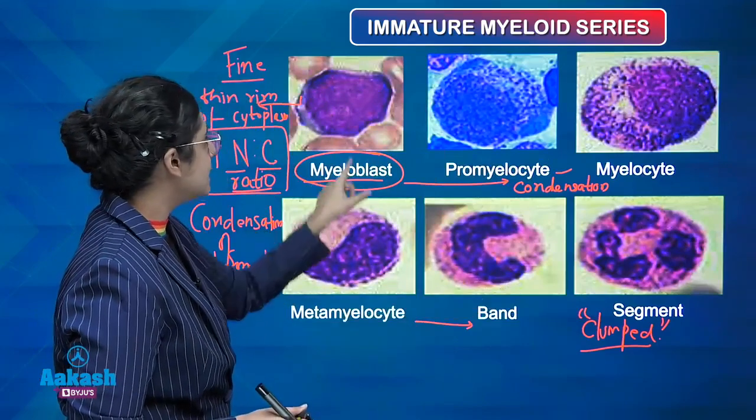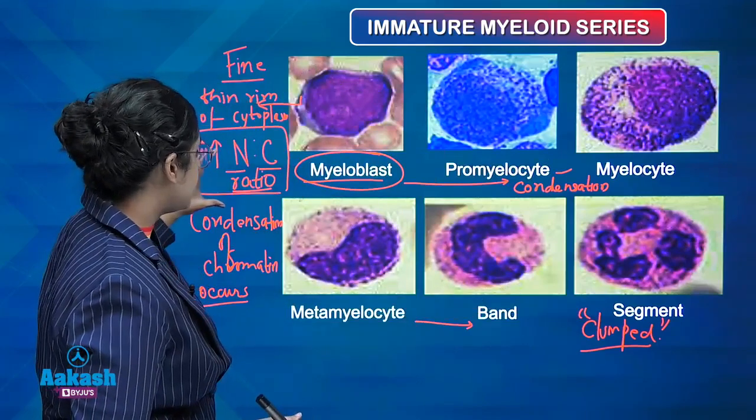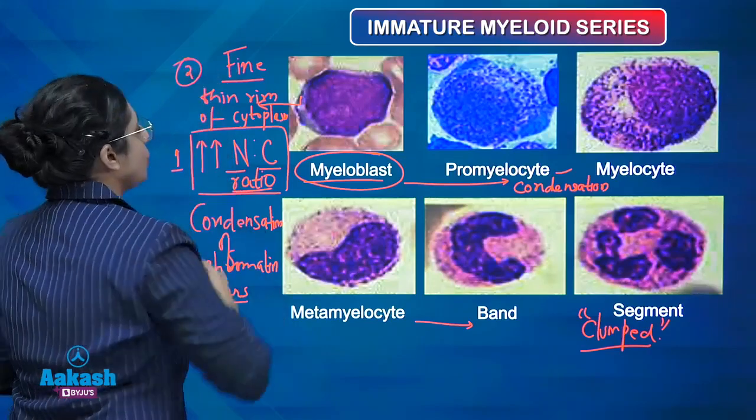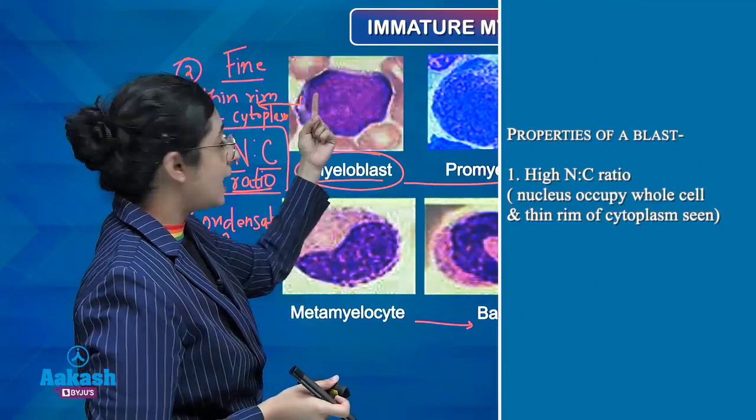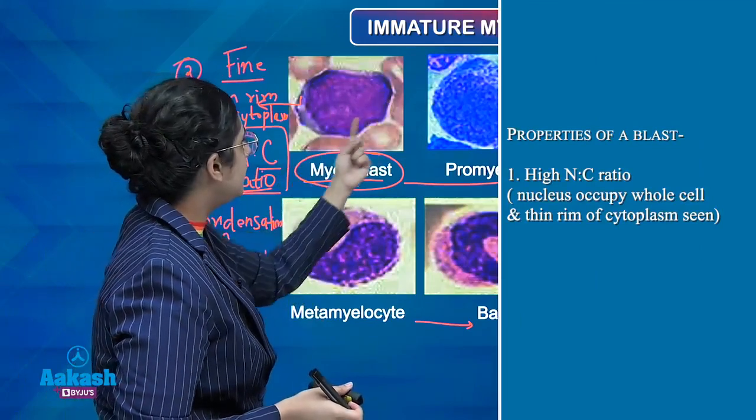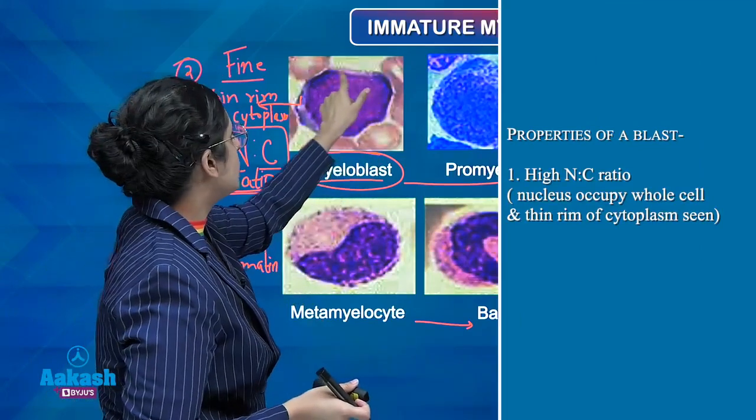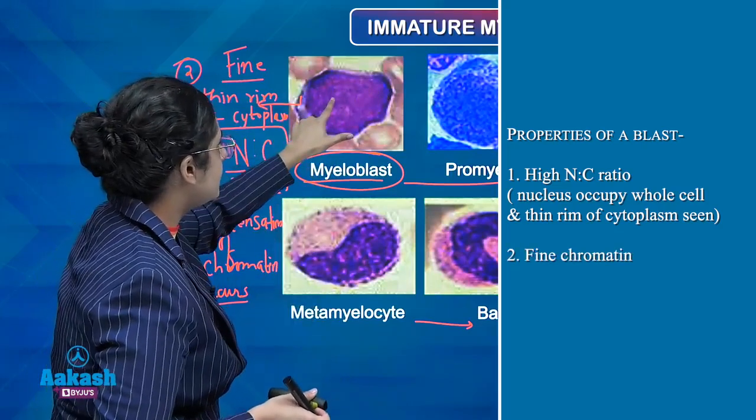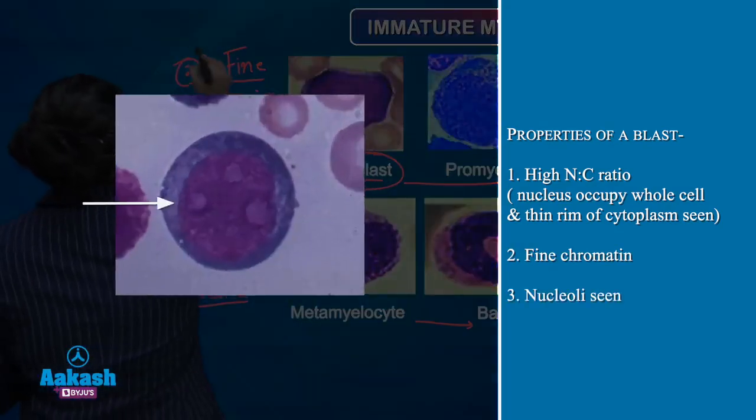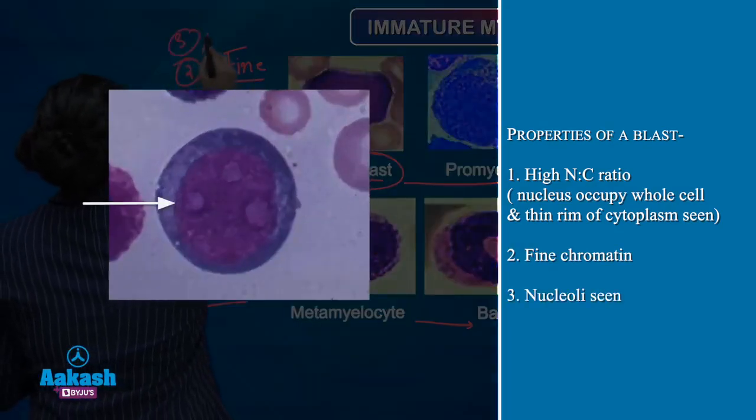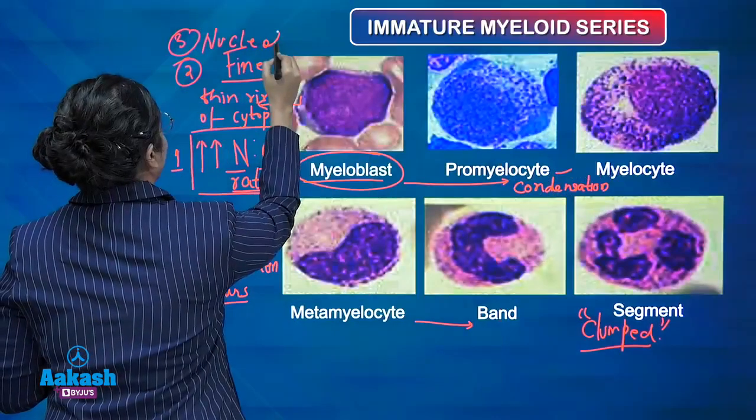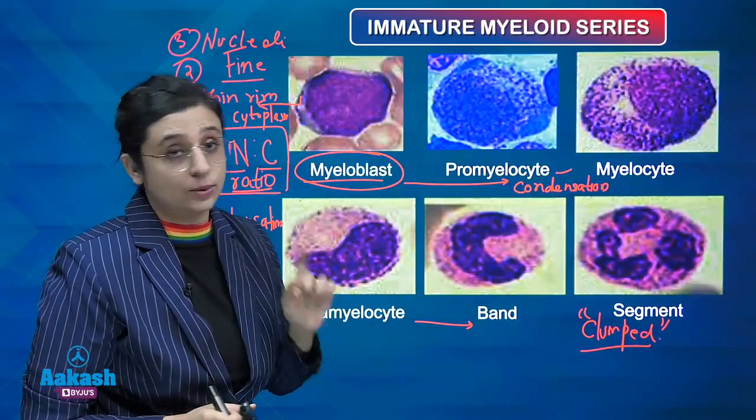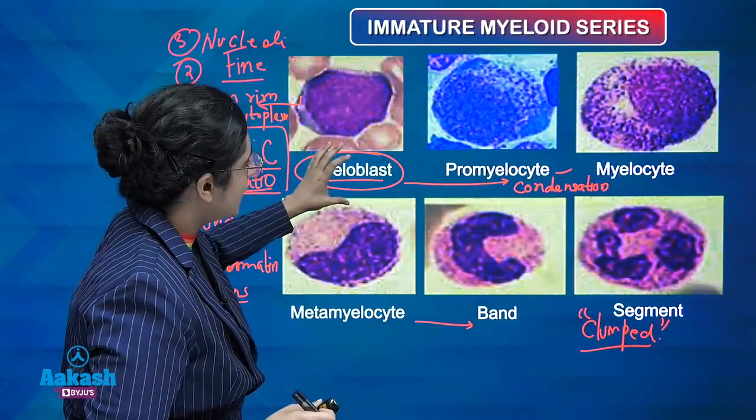So this is a myeloblast, a large size cell with very high NC ratio and fine chromatin. If I ask you what are the properties of a blast, you can say there is a high NC ratio, the nucleus completely occupies the cell, and the cytoplasm occupies only a thin rim. Number two, fine chromatin is there, and number three, nucleoli can be seen. So these are the three features you can identify a blast with. So this is a blast stage, at least you can identify.